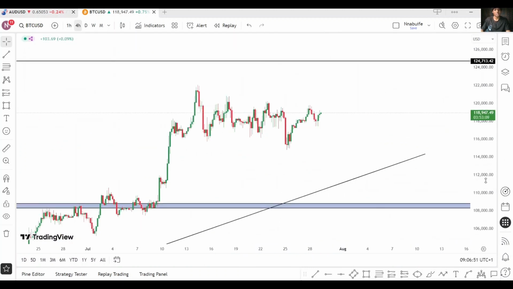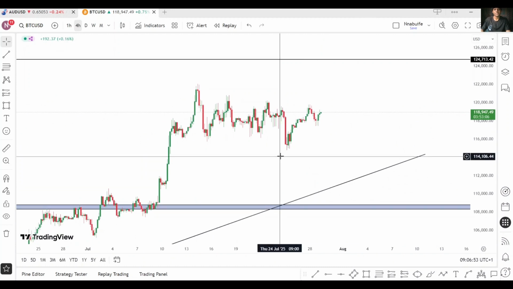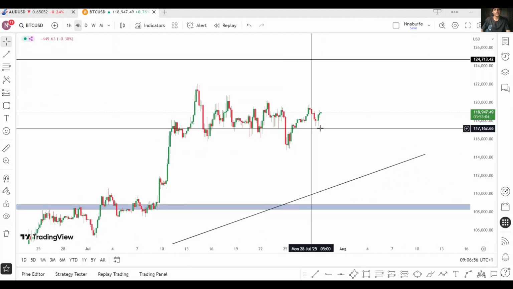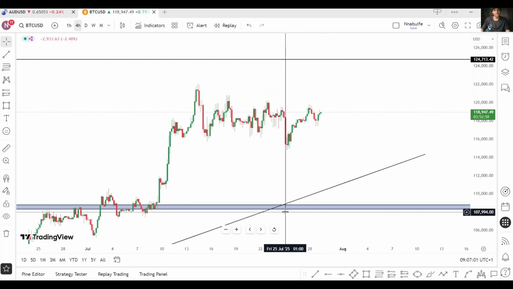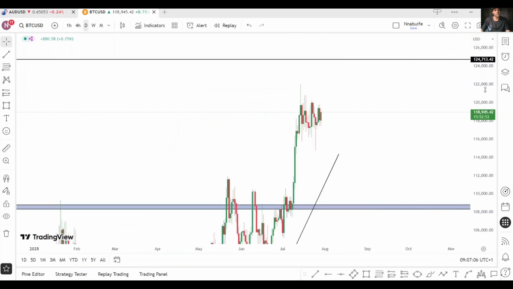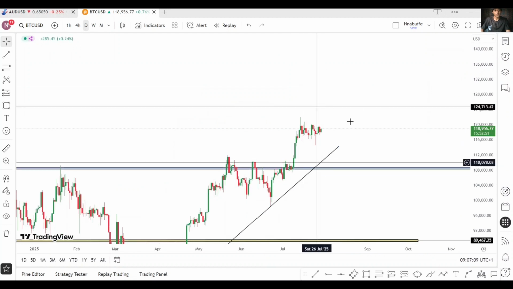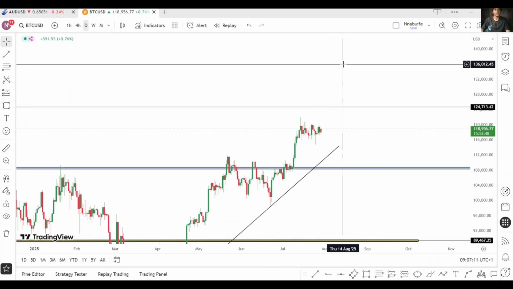There is nothing happening with this pair. We are ranging, we are moving sideways. Two things can happen. We either come here, bounce off of here to the upside. Actually, let me go to the daily time frame. So we can either bounce off of here to the upside, or we can blow out of here. That's it. I'm not the market, I can't say what will happen next, but I'm telling you the possibilities that can happen at the moment.